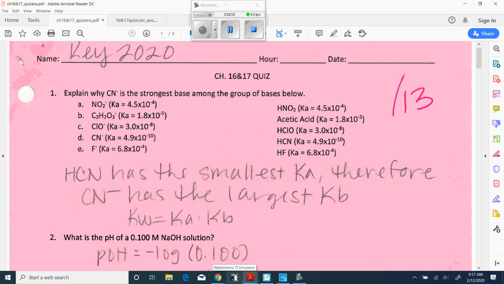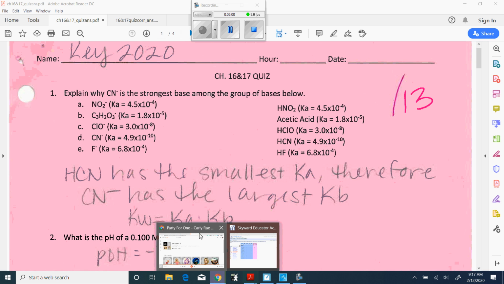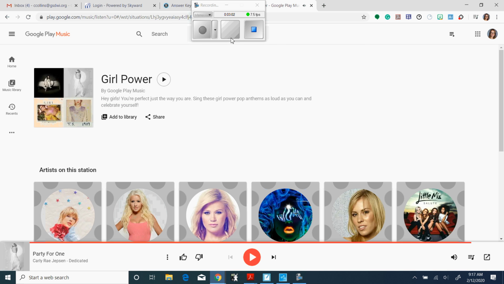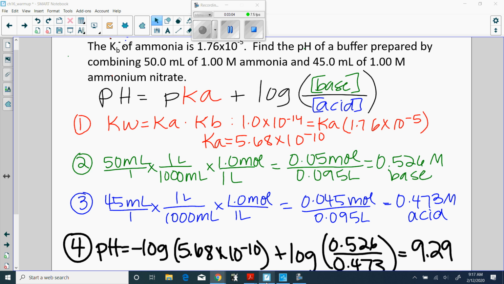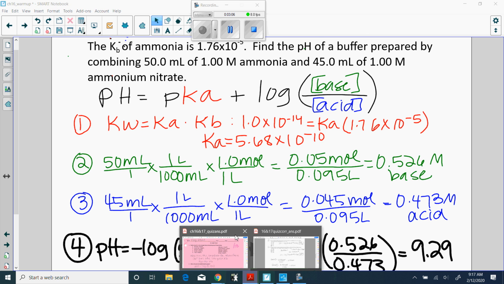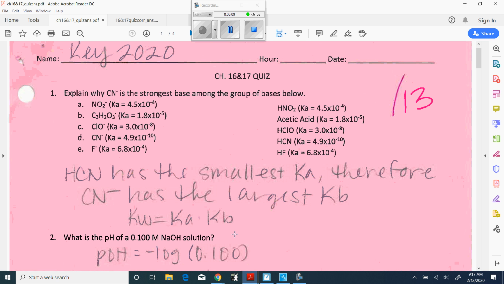Well, what does that mean? Good. What does it mean to have a bigger K? More what? I should be recording this. Oh, I was recording that.